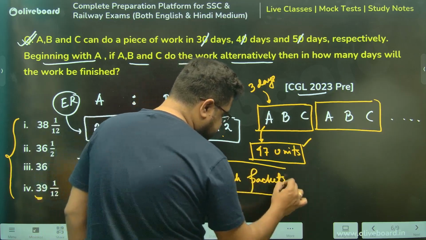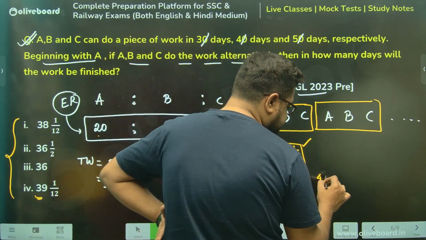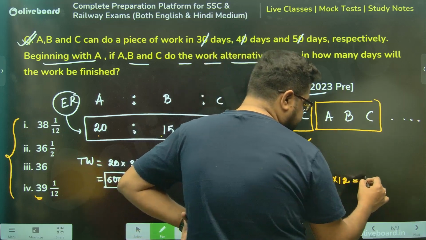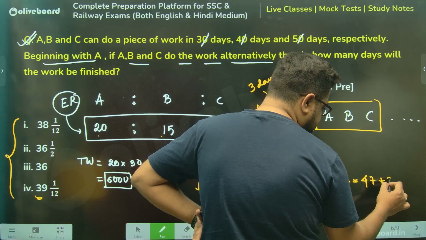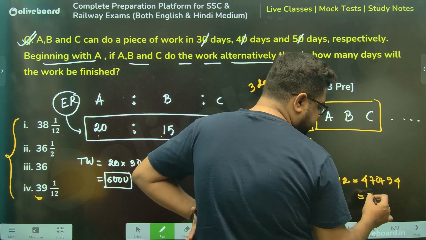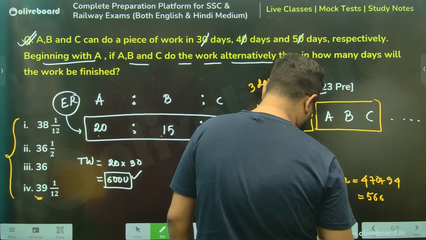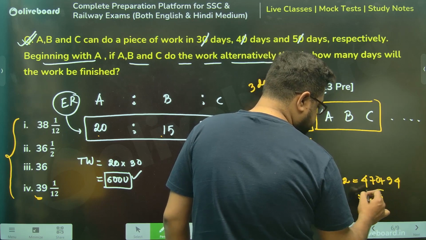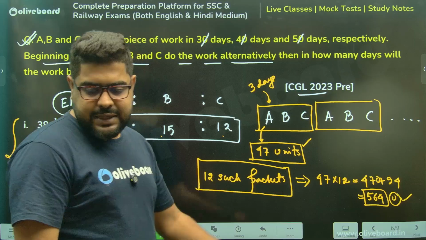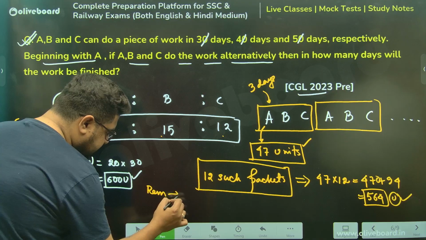12 such packets is equal to how much work? 47 units every packet into 12, which is 470, 47 into 10 plus 47 twos are 94. So 570 minus 6, 560, sorry, 564 units done. So remaining work is 36 units.